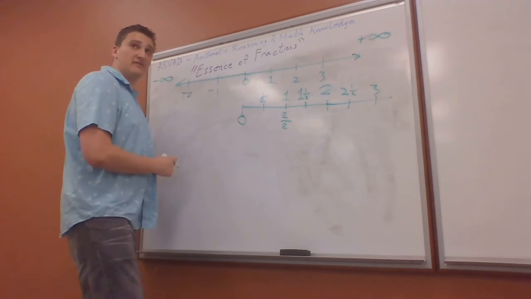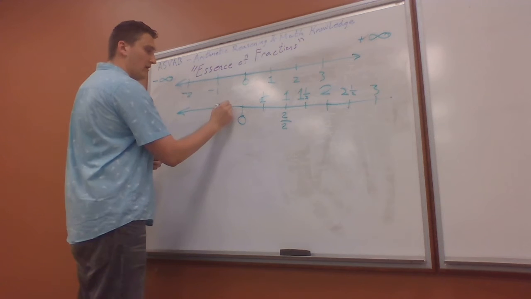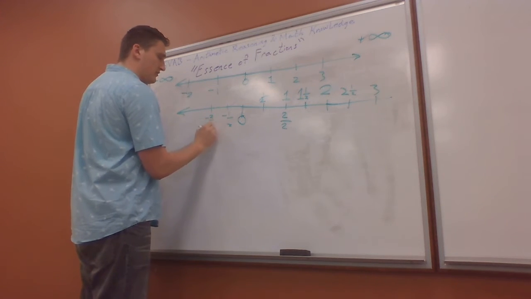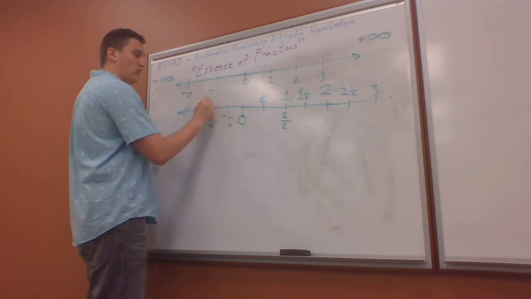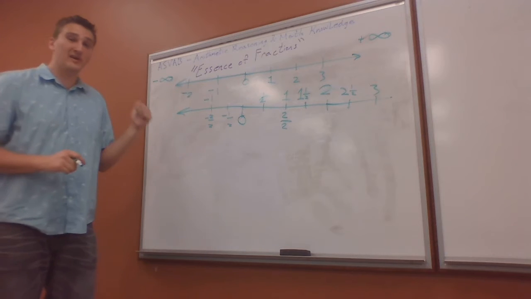The same works for negative numbers. I can count halves towards the negatives. I can go -0.5, -2 over 2, but hey, we already know that's equal to -1. Anything divided by itself is 1. That negative just tells me what direction we're going on our number line.